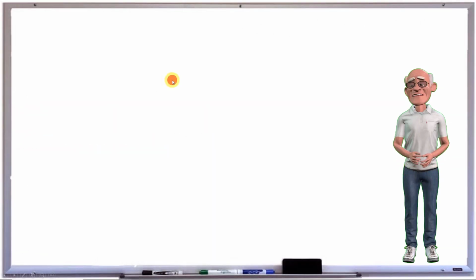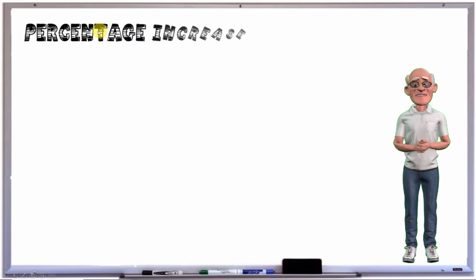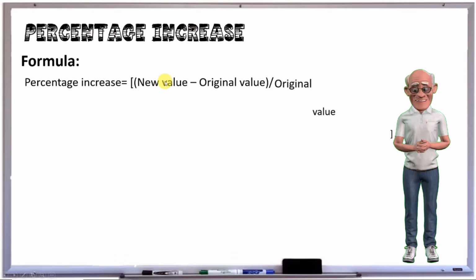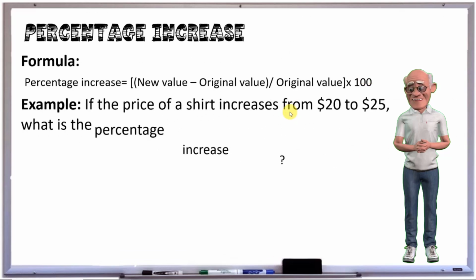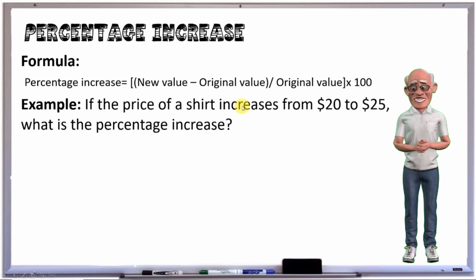Okay, let's have a look at the percentage increase. When something just increases in a percentage, the formula is percentage increase equals the new value minus the original value divided by the original value multiplied by 100. Right, let's look at an example. If the price of a shirt increases from $20 to $25, what is the percentage increase?